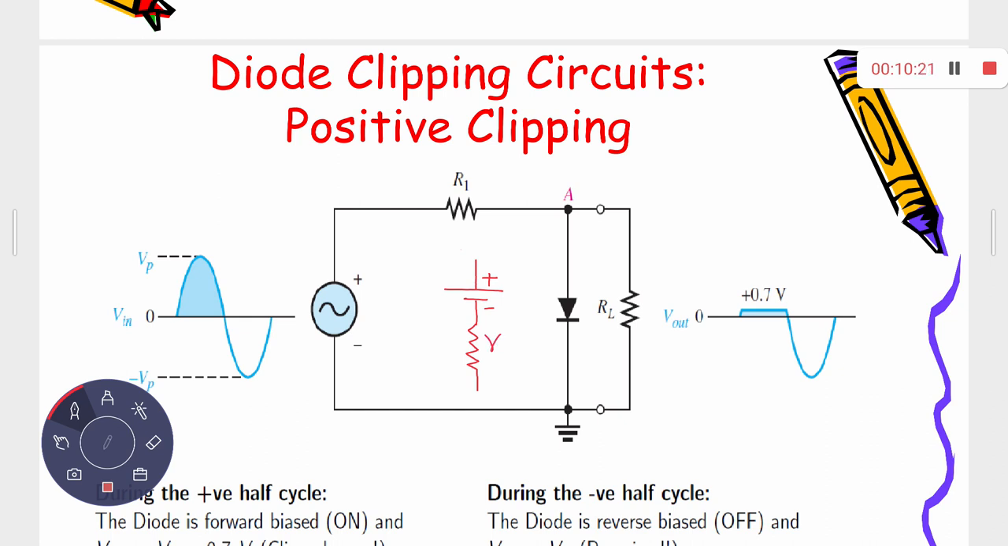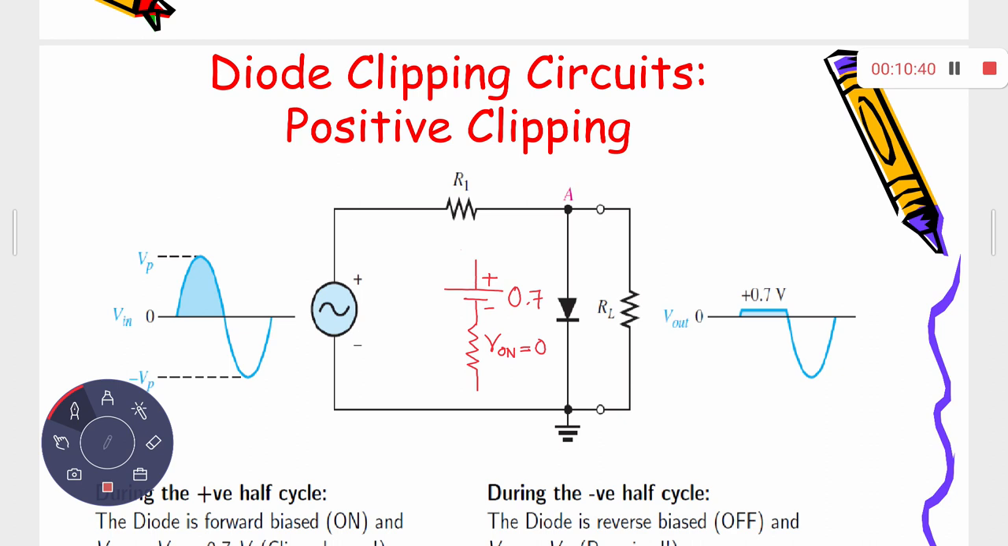This R on is equal to 0 ohms. So if you take the output, what is that? This is nothing but 0.7 only. Now this happens as long as your input is greater than 0.7.